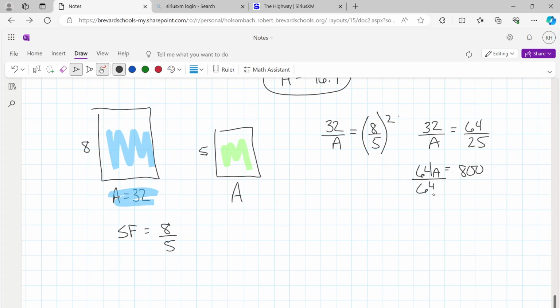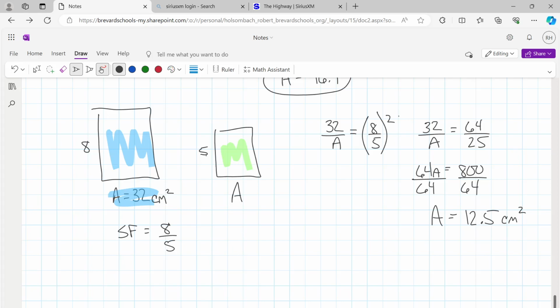Divide both sides by 64. And the area of the green is equal to 12.5. All right, and if this first area was in square centimeters, then the second area is in square centimeters. Good with that?